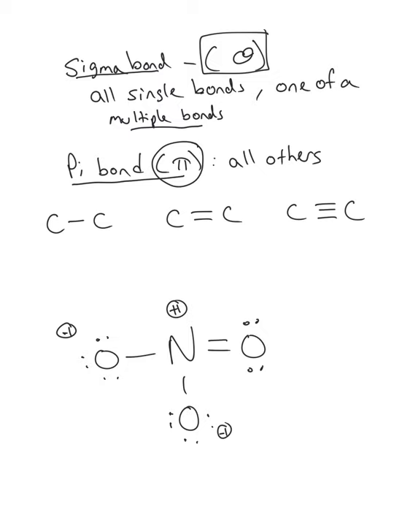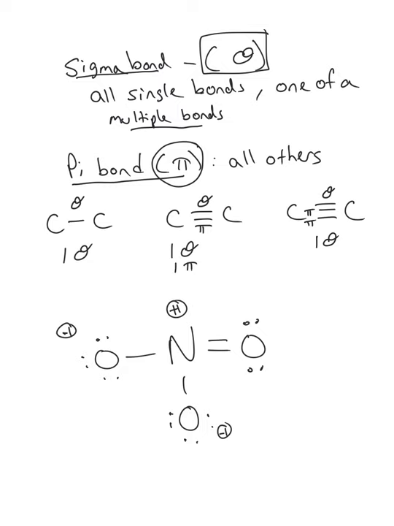So, for example, if carbon forms a single bond with carbon, this single bond is an example. This would be one sigma bond. If it forms a double bond, one of these bonds is a sigma, the other one is a pi. So in a double bond, you're going to have a sigma bond and a pi bond. If there's a triple bond, again, one of those is a sigma, but the other two are pis. So in a triple bond, one of them is a sigma and two of them are pi.